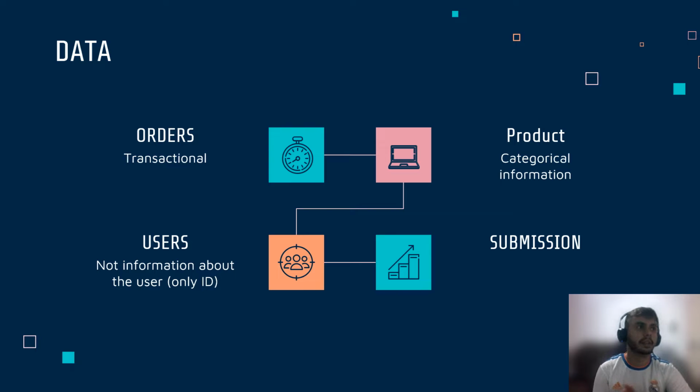So I started by looking at the data. We have four types of information to explore. We have orders information, transactional data, product information, categorical information about the products, and user information, only the ID of user, and the submission file. The problem is to predict in which week a user will buy a particular product in the future, and also if they will not buy.